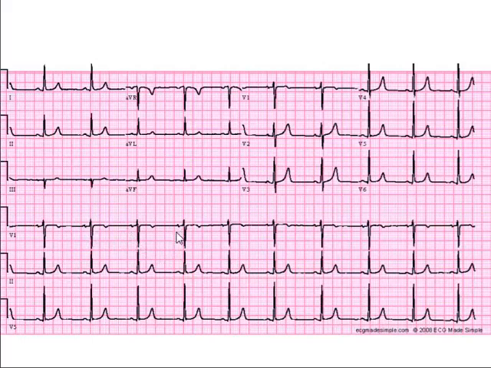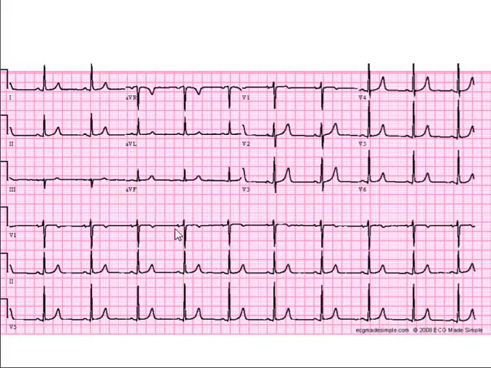The axis of the P wave is positive in lead 1 and positive in lead AVF, confirming that the P wave originates from the sinus node. Here, the time between each P wave, known as the PP interval, is 1 second, or 60 beats per minute.